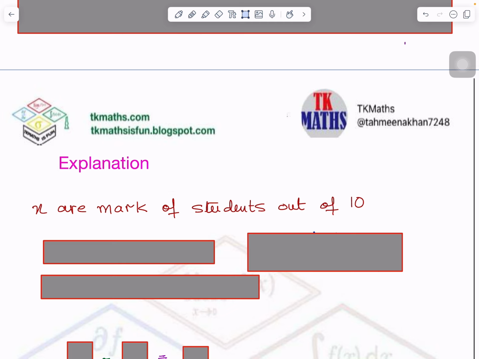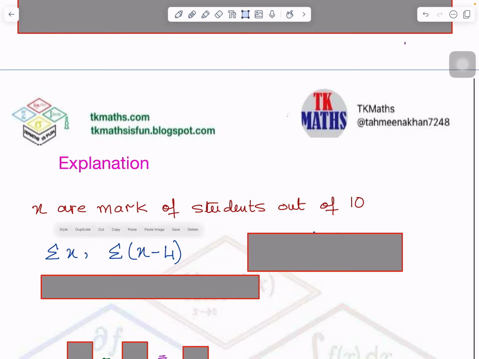Now, suppose there are students and you have to calculate, and their marks are represented by X. Okay. Now you need to understand the meaning of sigma X and the meaning of sigma X minus 4. Absolutely right. Sigma X is the sum of the marks, and sigma X minus 4 means from each mark you have subtracted 4 and added up, which I have done here. I'll show it to you, right?